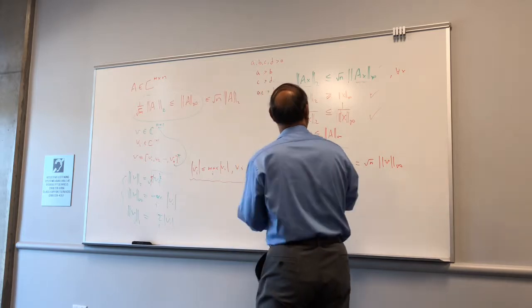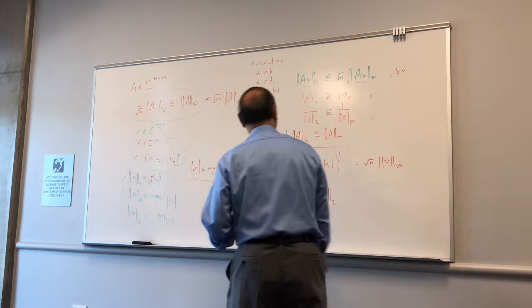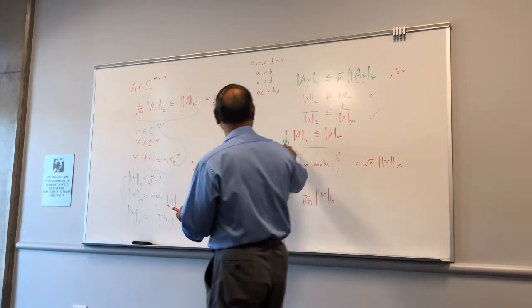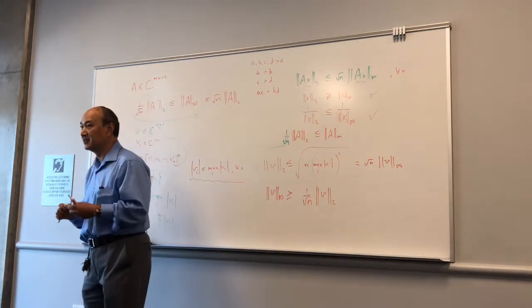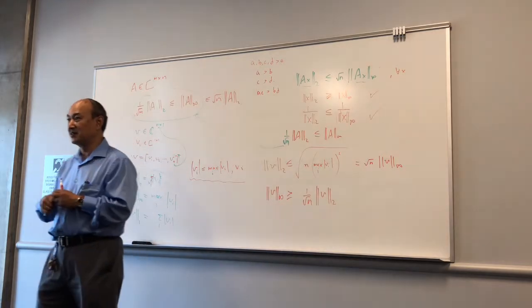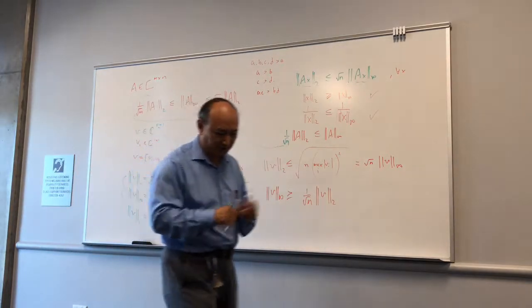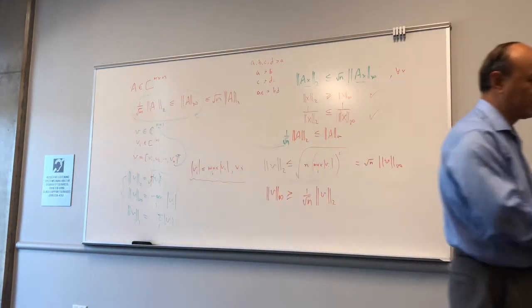And then you have 1 over square root, right? Okay. So this one is shown, right? Okay? Okay. Yes? Okay. So that's the simple way you show those vectors, norms, induced norms.